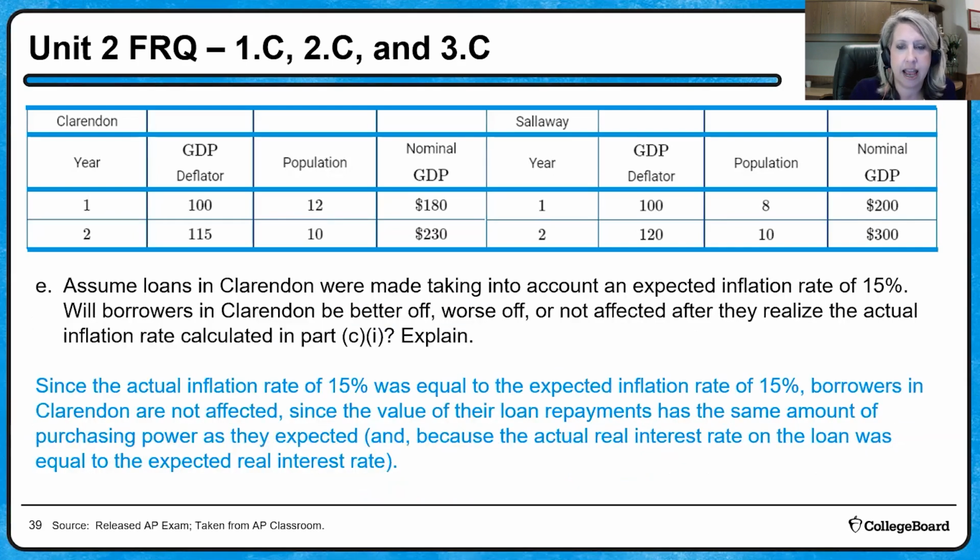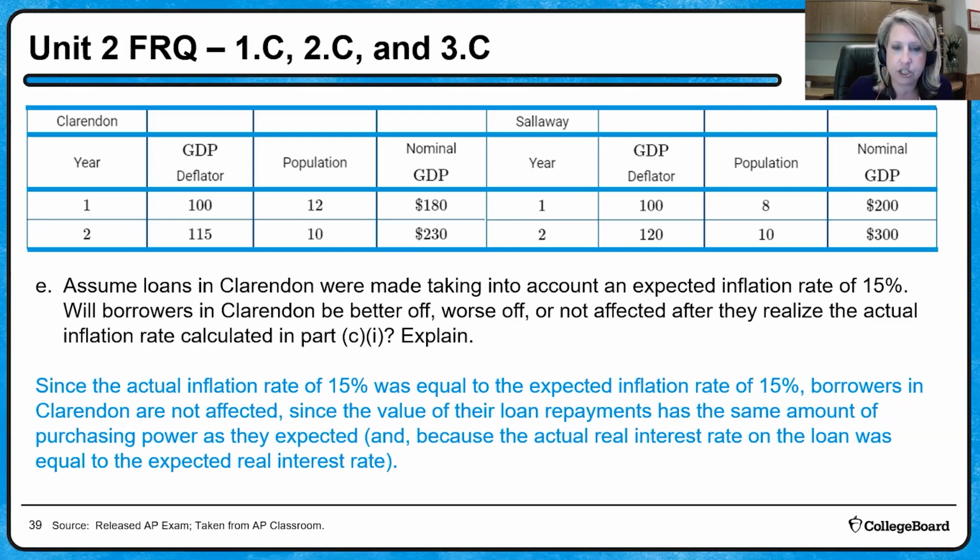And then let's look at the end. This is a very typical point for kids to be able to explain. We're looking at who wins and who loses when an economy experiences unanticipated inflation. So we want to remember borrowers benefit, lenders lose. We have to explain in terms of the change in the purchasing power of the payments that are being made.